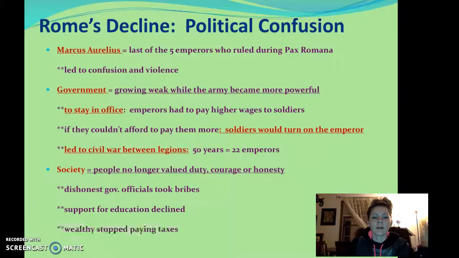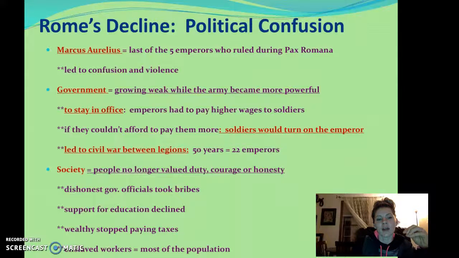People are going to ask themselves, if the government's all in confusion and the army's not doing the greatest job, why are we doing such a good job? Why are we abiding by the law when the government and the army are not? If we look, officials at this time took bribes, education declined, and the wealthy are going to play the wealthy card: they're going to stop paying taxes and doing their civic duties. More people are going to become enslaved because the number of people who have jobs is going to go down.